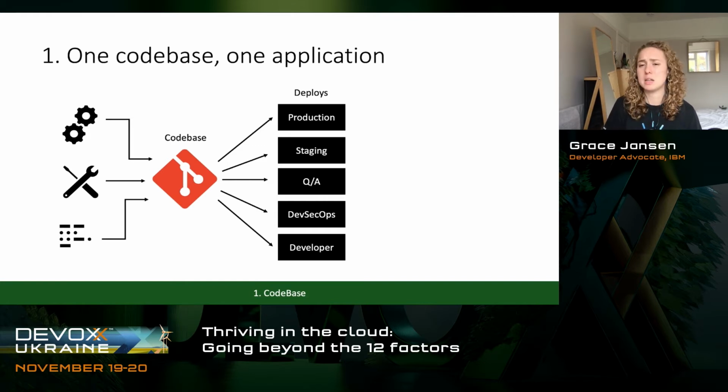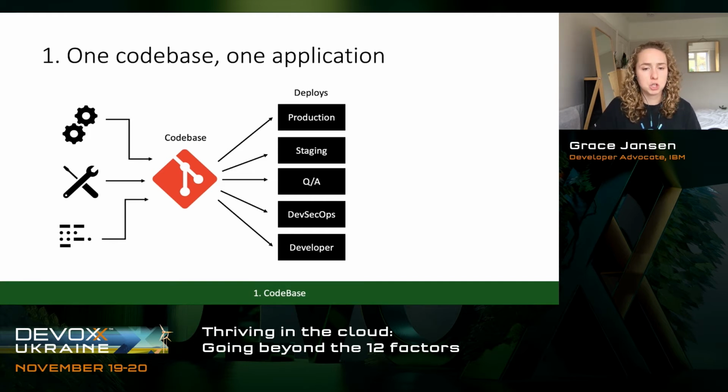What does it mean and why is it important? This is all about ensuring that each codebase is stored in version control and that there's a one-to-one relationship between an application and its codebase, but a one-to-many relationship between a codebase and its deploys, as you can see here, depending on where you're deploying to, whether that's production, staging, QA, dev, etc. Why is this factor important? Well, this is all about enabling collaboration between development teams, enabling proper versioning, and enabling faster time to market.